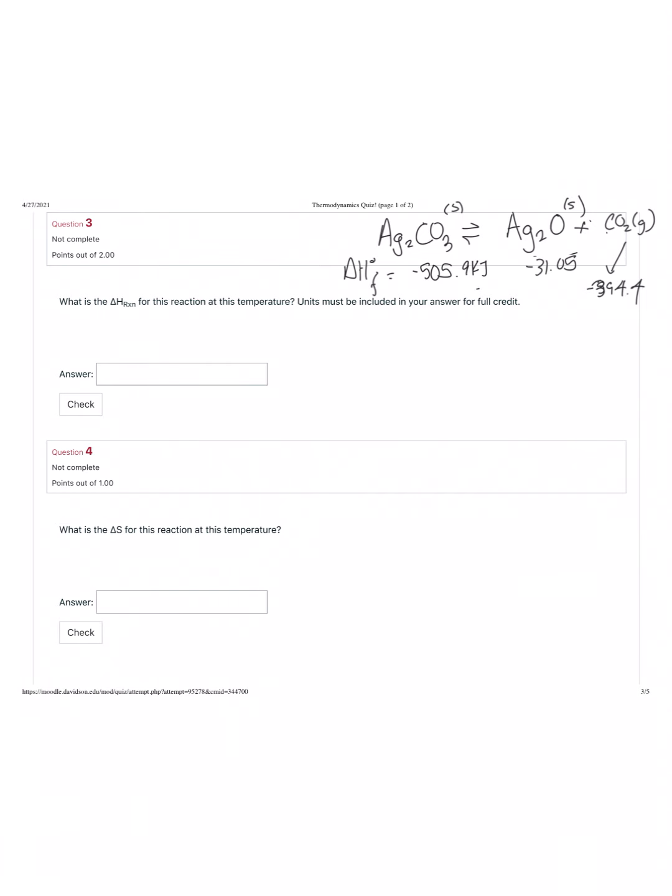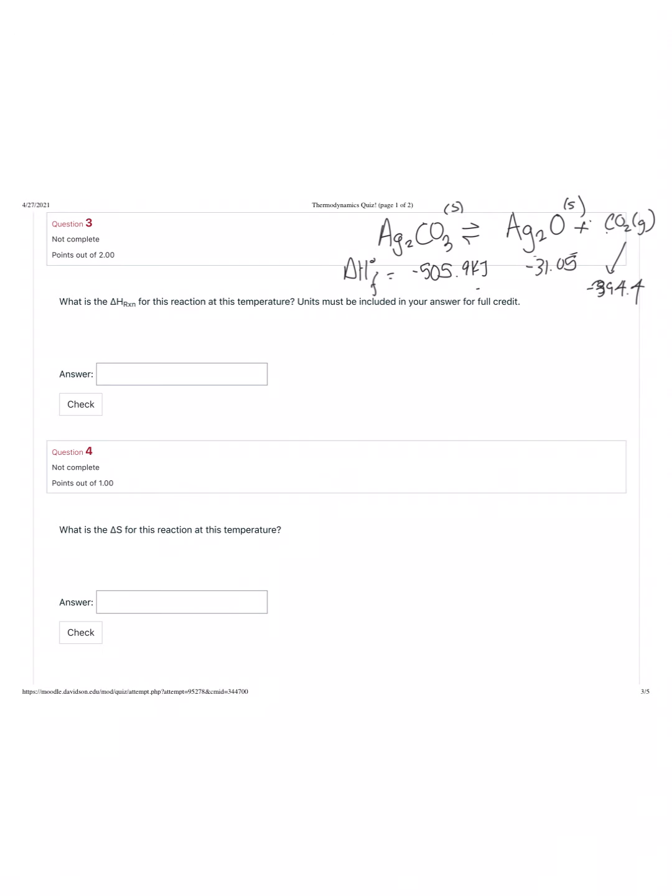So a lot of people, again, were super irritated about this question because this was a tough one in that I gave you the delta H of formations for the silver compounds because those are not found in the back of your textbook. However, CO2 gas is found in the back of your textbook, and I want you to have that experience of going in your textbook and consulting it.